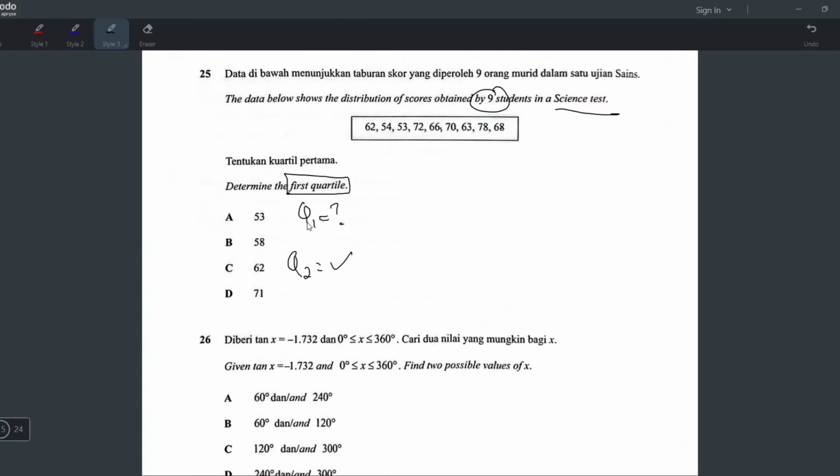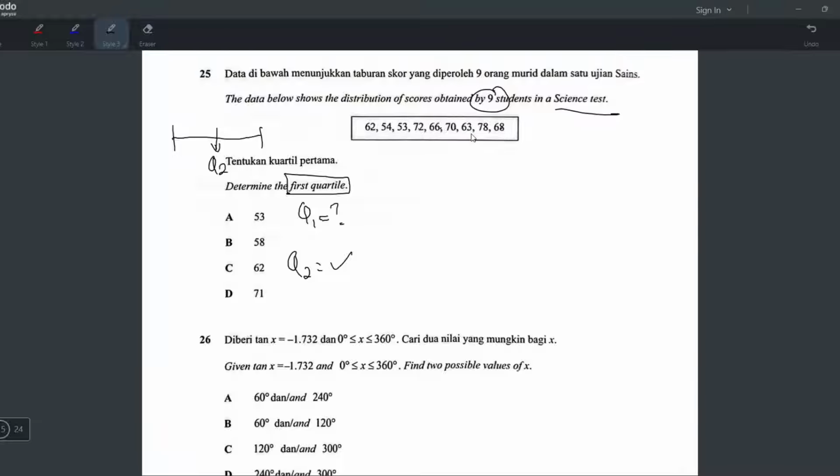Because Q1 is the first quartile, Q2 is the median, right? So Q2, dia punya median is the middle value. First quartile is the first half punya middle. Okay, so you have 9 numbers. The middle, that's the Q2, and then this first half punya middle, that's the Q1. But you need to know your Q2 position first. Sebab kalau Q2 pun tak tahu, Q1 lagi tak tahu. Okay? So first we have to find out the middle position.